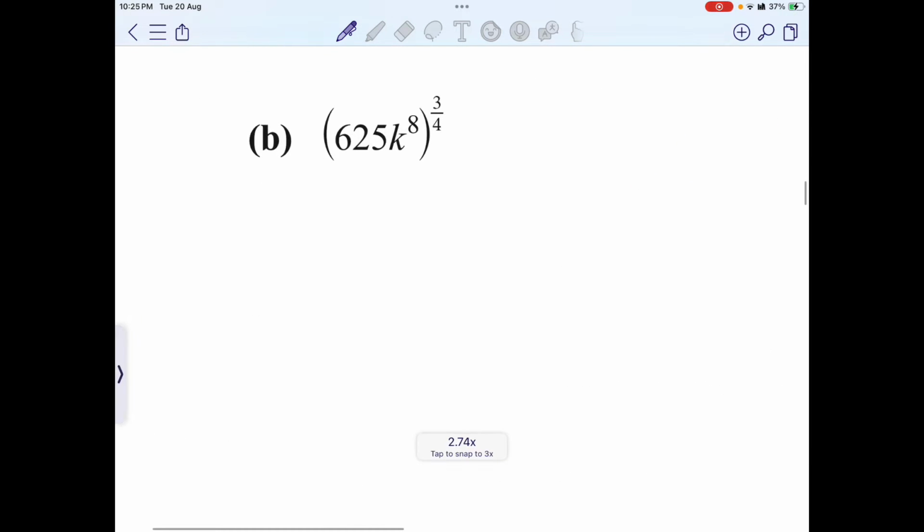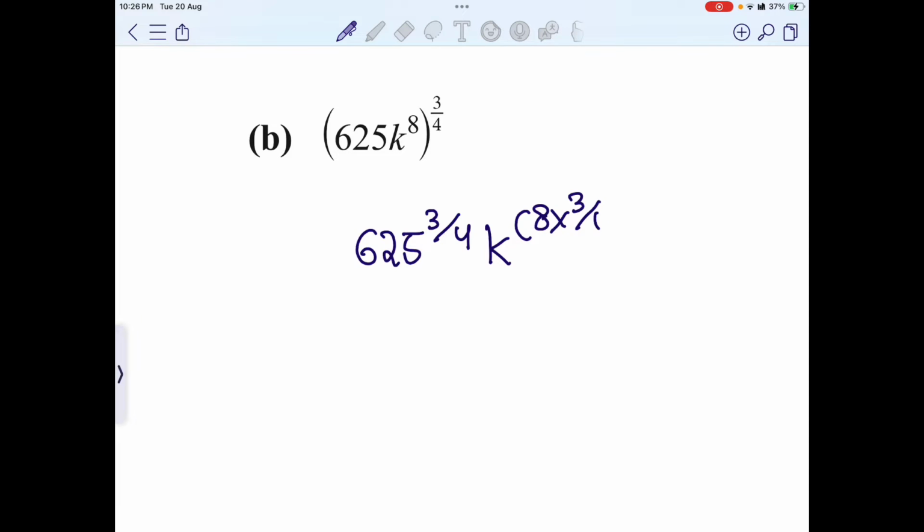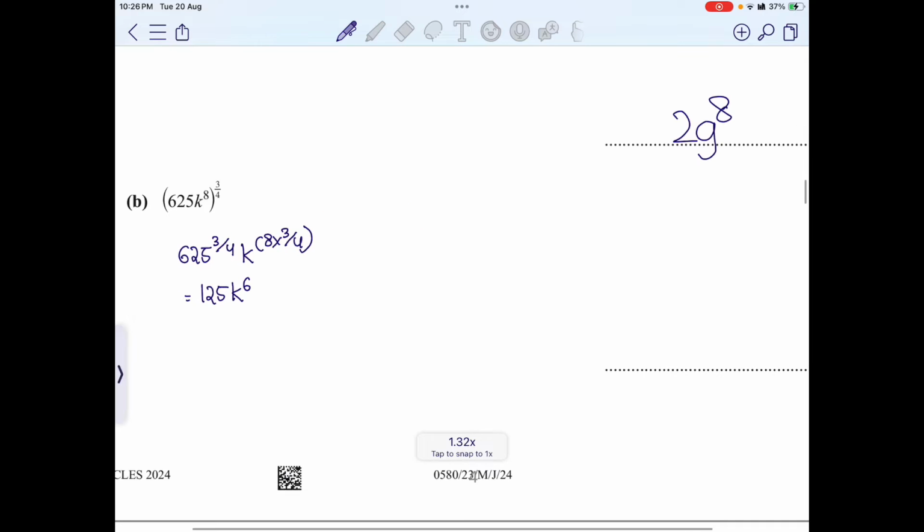Moving on, we have 625k^8 raised to 3 by 4. And with these types of questions, you separate the whole number and the variable. So it can be written as 625 raised to 3 by 4. For k, the power will be 8 times 3 by 4. The power of k will be multiplied with the outside power. When you do 625 raised to 3 by 4, that gives me 125. 8 times 3 by 4 is basically 6. Alright, so this is what I get. 125k^6.